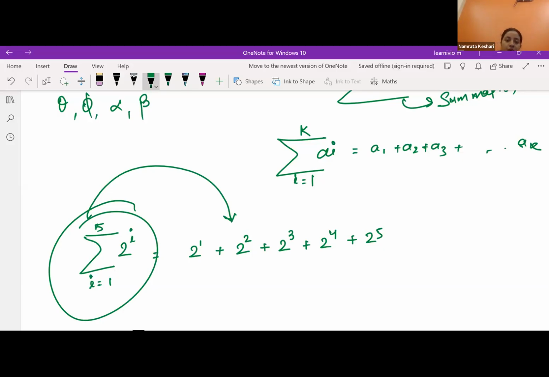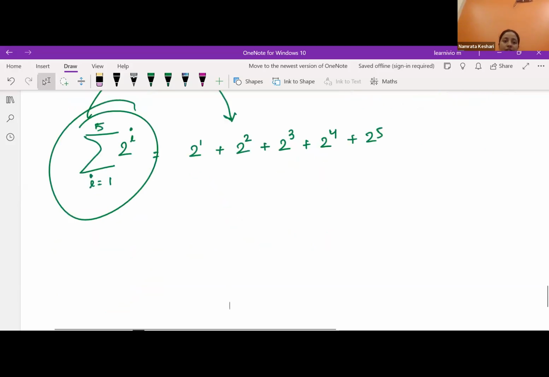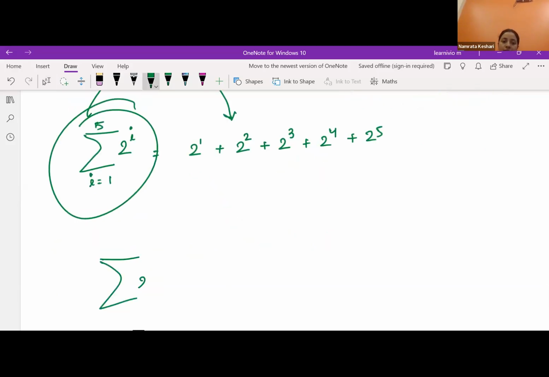Yes, ma'am. Okay. In case you have something like 5i, where i ranges from 1 to 3, you will have 5 multiplied with 1, added with 5 multiplied with 2, added with 5 multiplied with 3. Is it making sense to both of you, Nabila and Manvi?